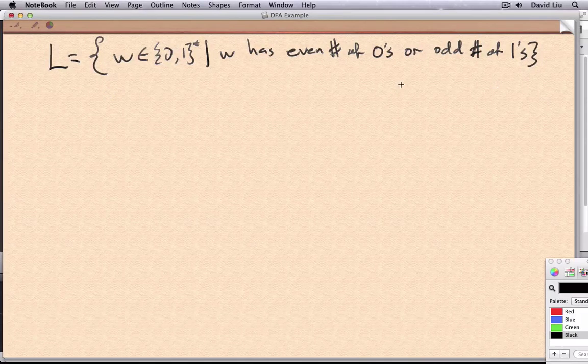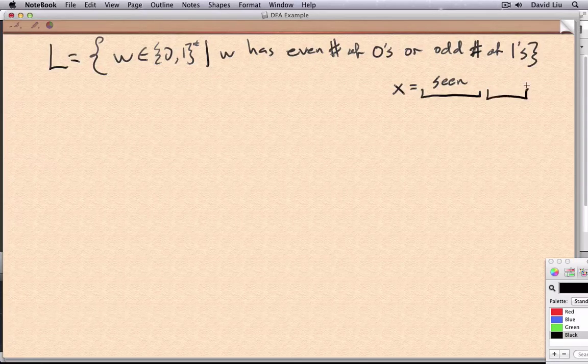Now, the key thing to remember about DFAs is that they process strings from left to right. So at any point in the computation, they've seen some part of a string, but they also have some part left to go. And because they always go from left to right, once you've read in some characters over here, you can't access those letters again. So instead, states have to remember something about the part of the string that's been seen so far.